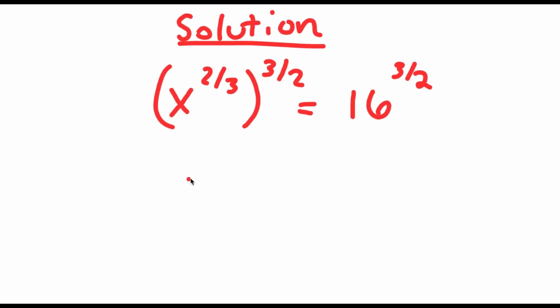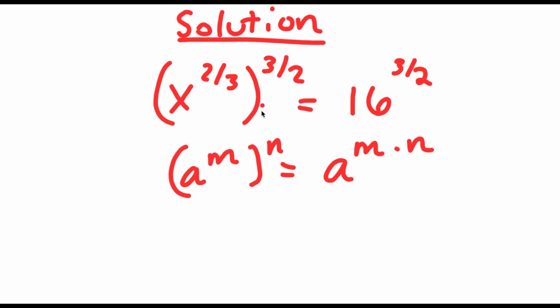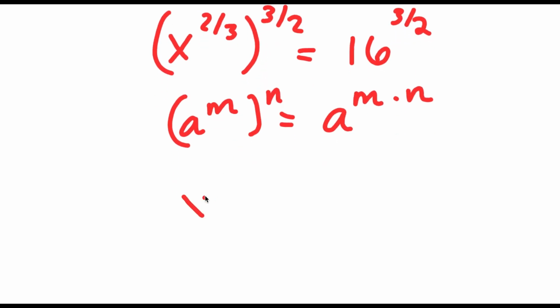Now, if I have something in the form a to the power of m to the power of n, this is the same thing as a to the power of m times n. So x to the power of 2/3 to the power of 3/2, that's going to equal x to the power of 2/3 times 3/2.